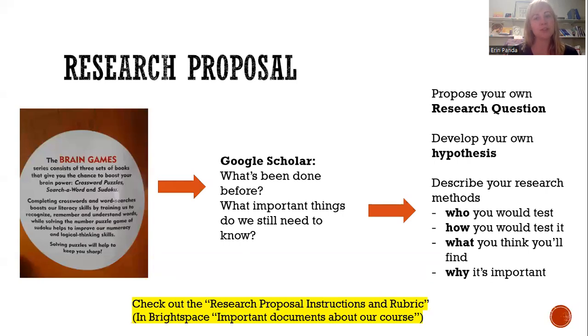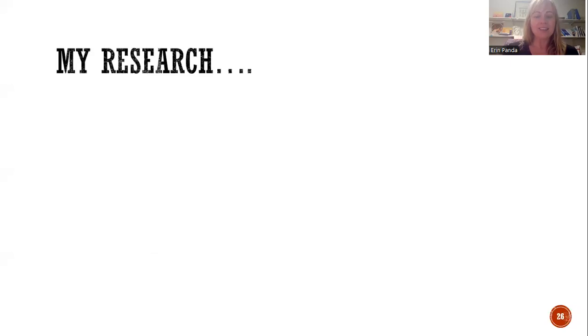You're going to propose your research question, you're going to develop your own hypothesis, which is a tentative answer to that question, and then you're going to lay out a possible way that you could go about addressing that question. You're going to describe how you would go about doing this using quantitative research methods: who you would test, how you would test it, what you think you might find, and why those results might be important. You're not going to actually do this research, you're going to propose something that you could do in the future. We'll chat about that more in future weeks.